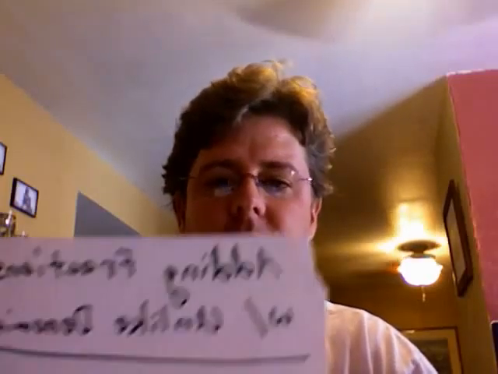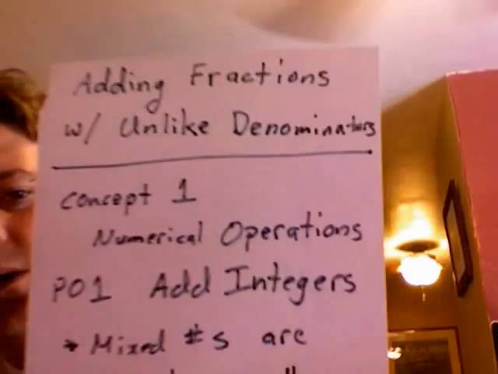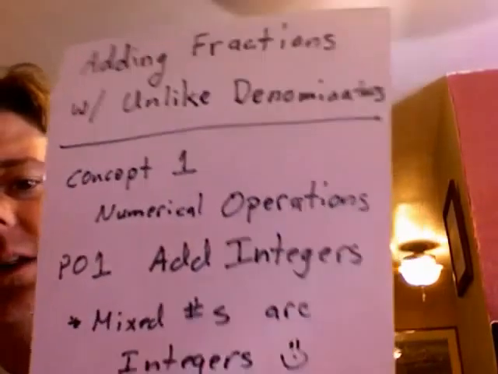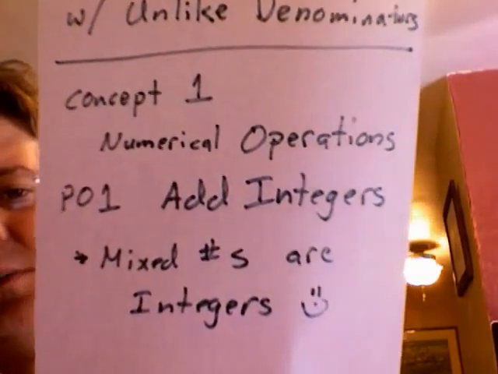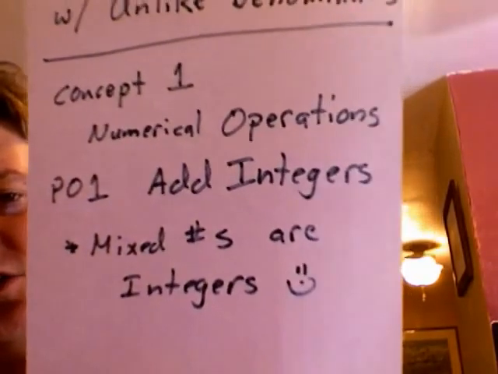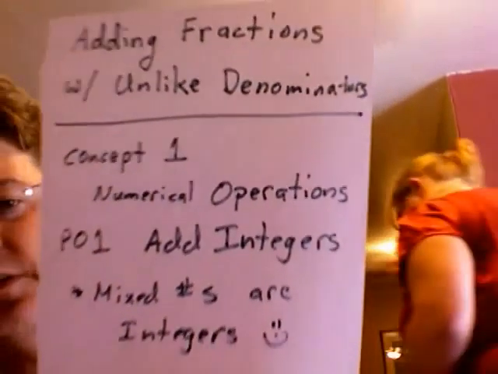Alright, today we're going to be adding fractions. Here's an example. Turn it around. We are adding fractions with unlike denominators. It's concept 1, which is numerical operations, PO number 1, which is adding integers, and mixed numbers are integers, so we are good to go. So there you have it.